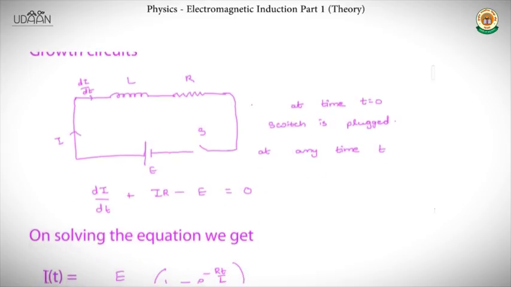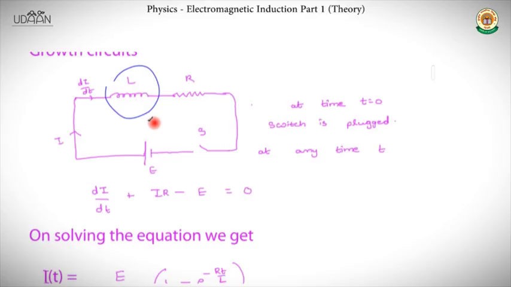Growth circuits are nothing but circuits where the current increases slowly. See, if an inductor is connected to a resistor in a circuit, the current doesn't increase suddenly. If there were no inductor, the current would be E by R, and this E by R would come instantaneously as soon as the switch is closed. Now, because of the inductor, the current will increase slowly and finally reach a steady state where the current becomes E by R.